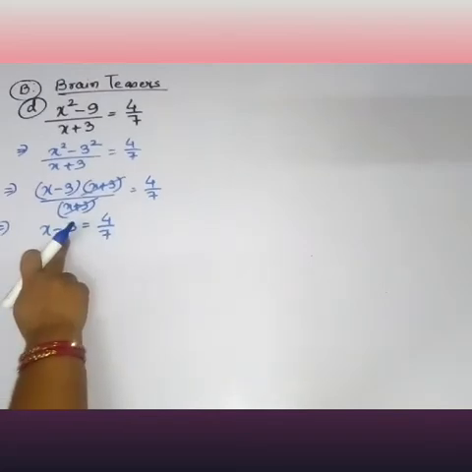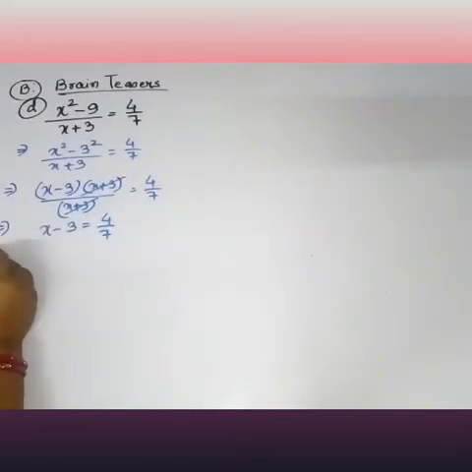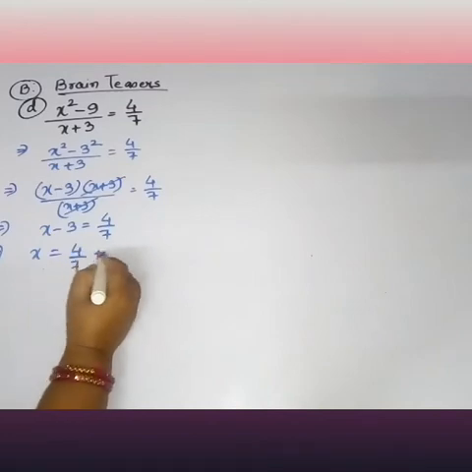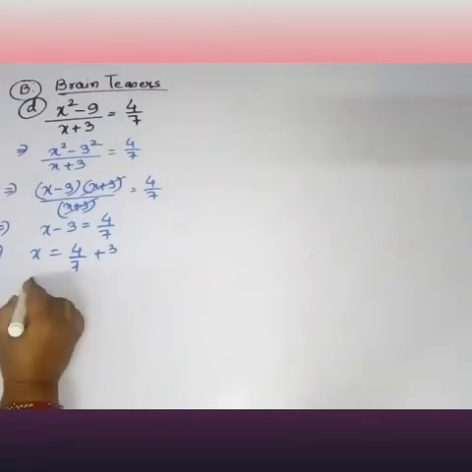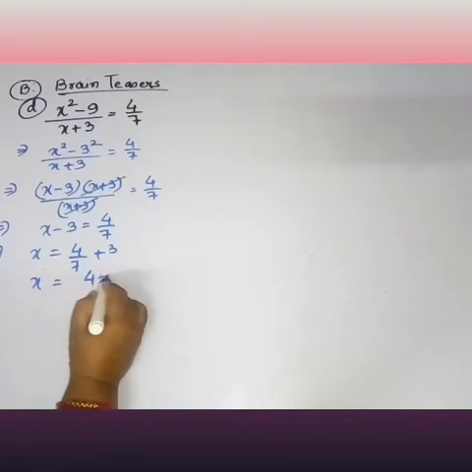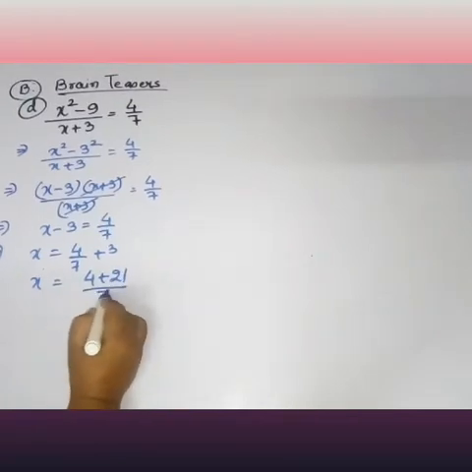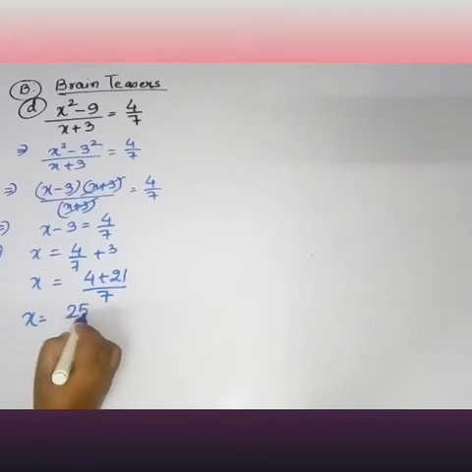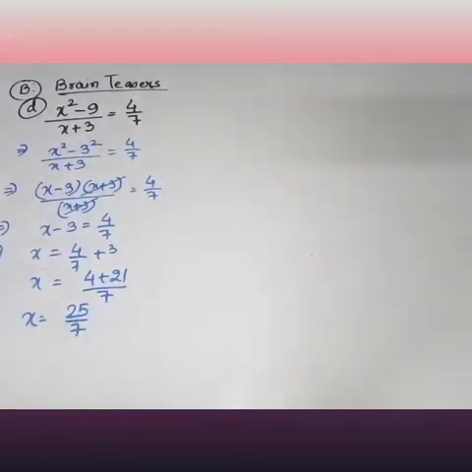I am going to transpose this minus 3 to this side. So I will get here x is equals to 4 by 7 plus 3. Now I am going to take the LCM. So it will be 4 plus 21 by 7. That means x is equals to 25 by 7.